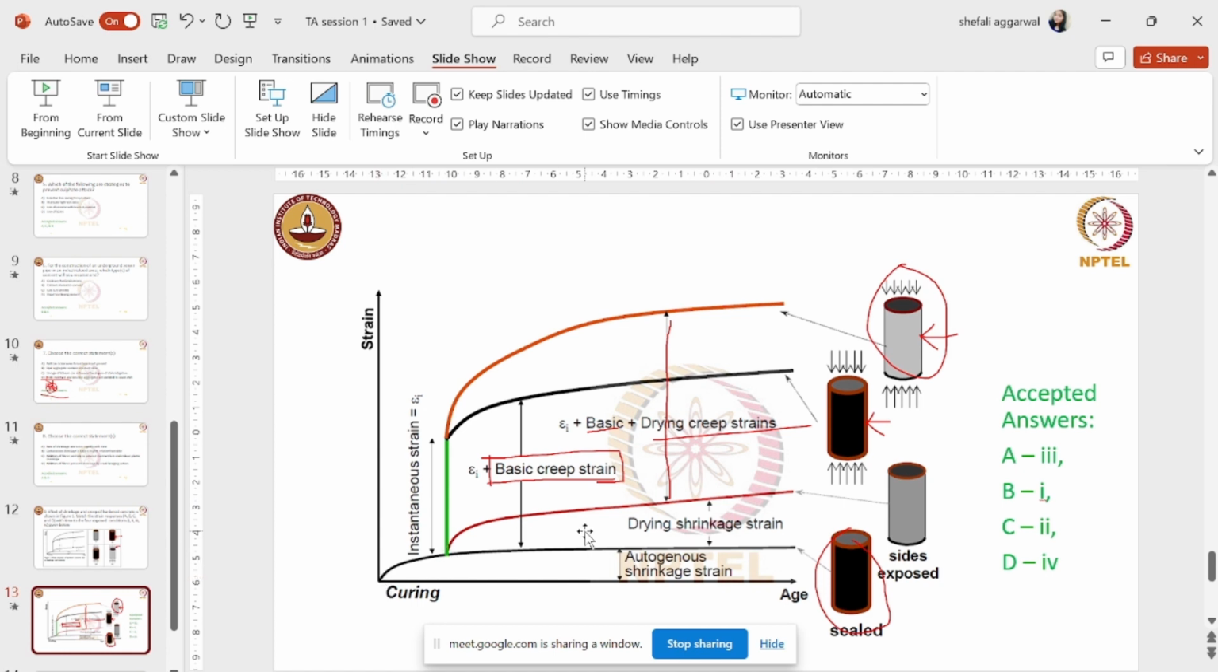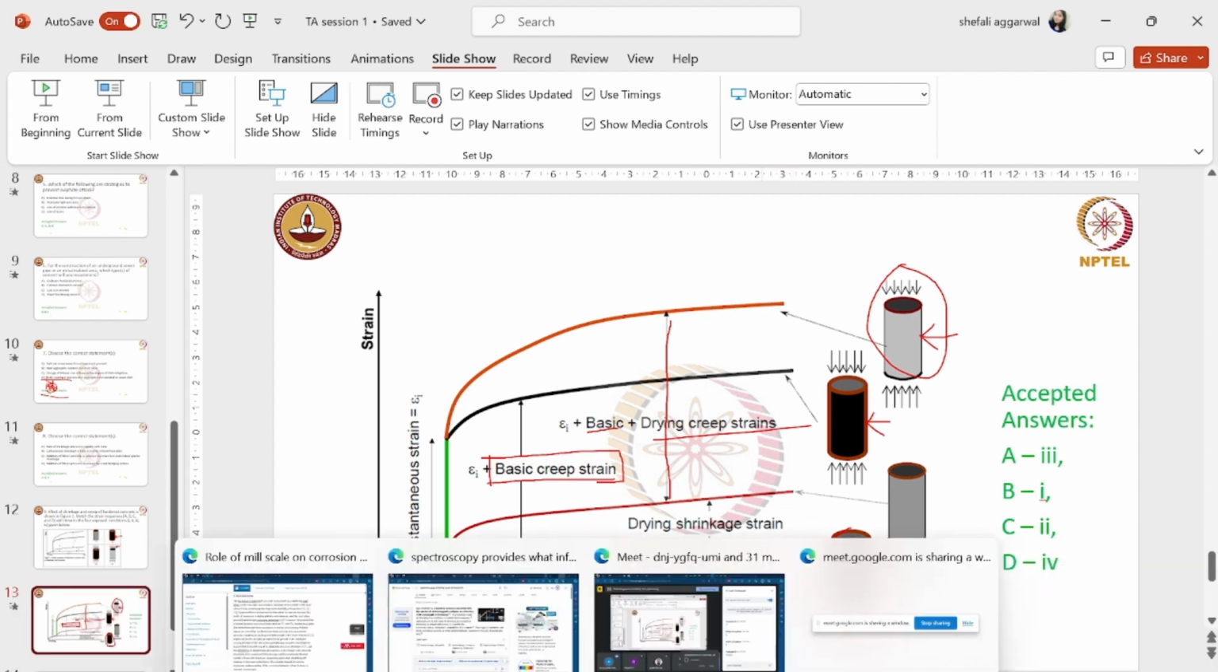Yeah. The specimen 2, which is exposed from the side, is experiencing both autogenous shrinkage and drying shrinkage. The specimen experiences this much strain completely, but this part is called drying shrinkage strain only. Okay, understood. The strain is completely this much. Got it.